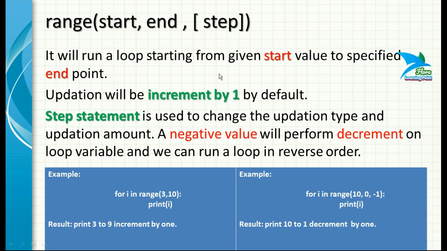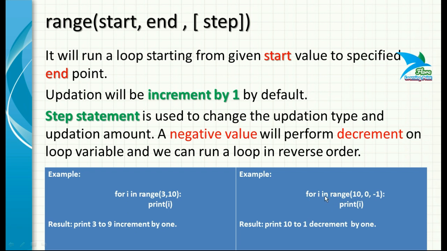So the step statement is used to change the updation type and updation amount. If you specify a negative value, it will perform decrement on the loop variable. So here we have an example with two variables. First, if you specify for i in range 3, 10, 3 will be the starting value, the initial value of the loop variable. So the result will be, it will print 3 to 9, incrementing by 1, because we have not specified any step statement here, so it will increase the value of the loop variable by 1.